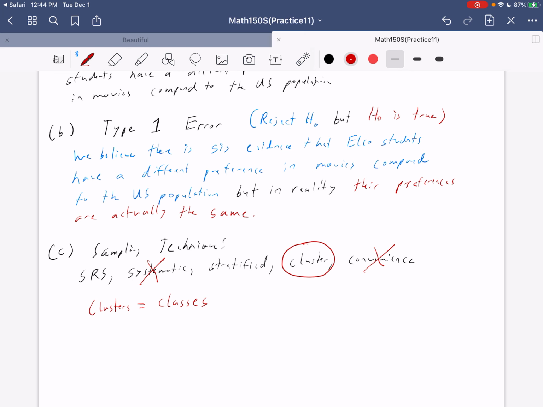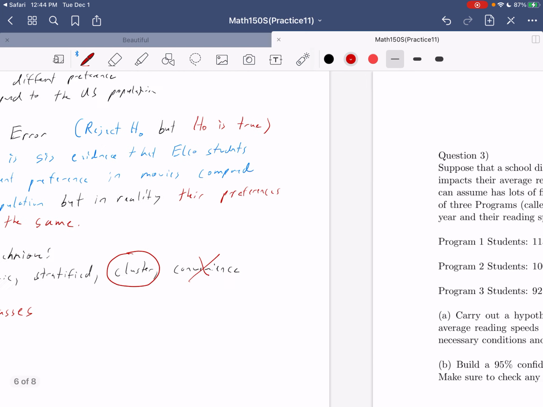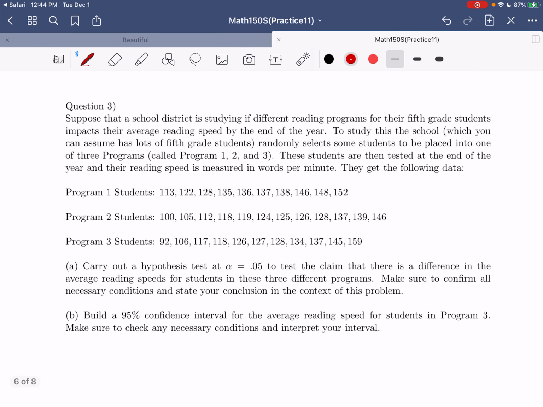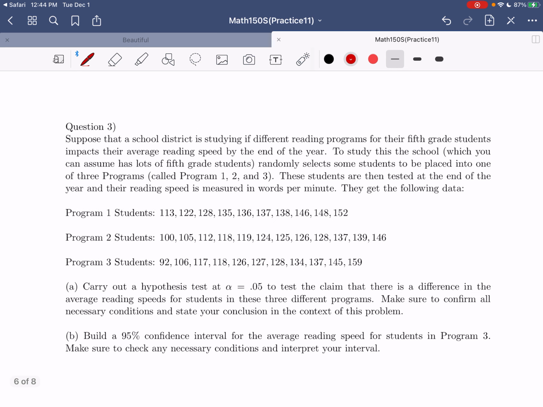All right, let's get to the last question, question 3 here. So for question 3, we're going to suppose that a school district is studying if different reading programs for their 5th grade students impacts their average reading speed by the end of the year. So to study this, the school district, which you can assume has lots of 5th grade students, randomly selects some students to be placed into one of 3 programs, and they call these programs Program 1, Program 2, and Program 3. These students are then tested at the end of the year, and their reading speed is measured in words per minute. So they get the following data.